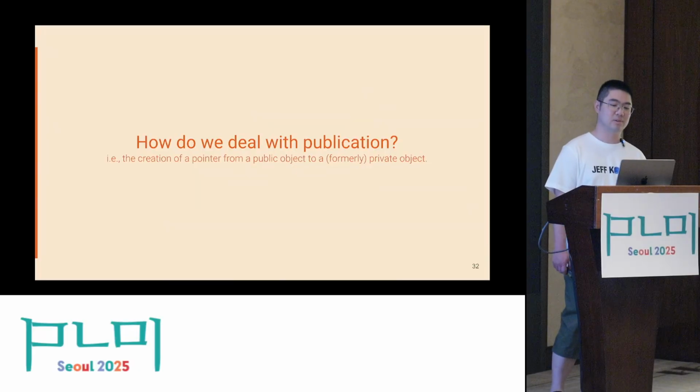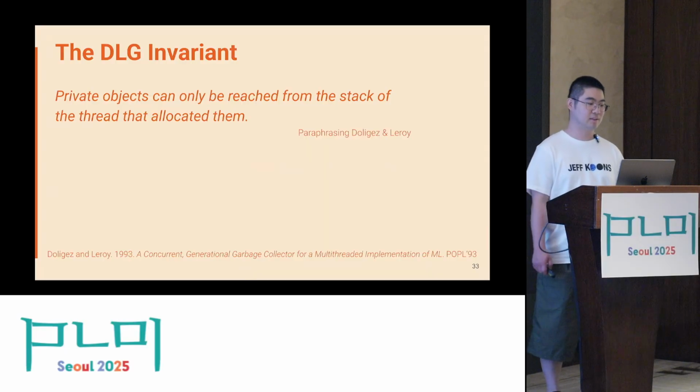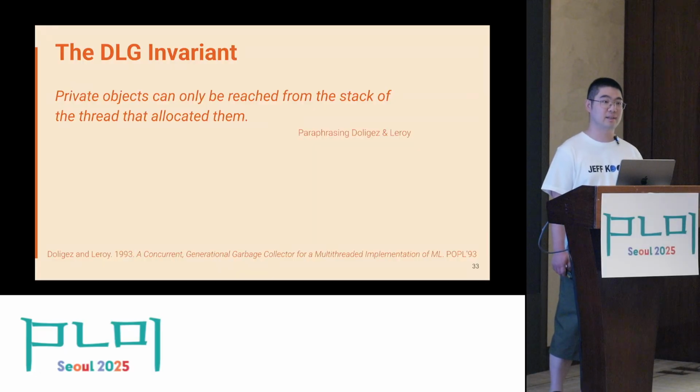So how do we deal with publication? Well, PLDI'25 proposed an invariant, which we refer to as the DLG invariant. It reads: private objects can only be reached from the stack of the thread that allocated them.